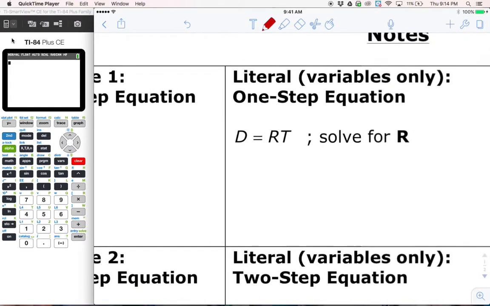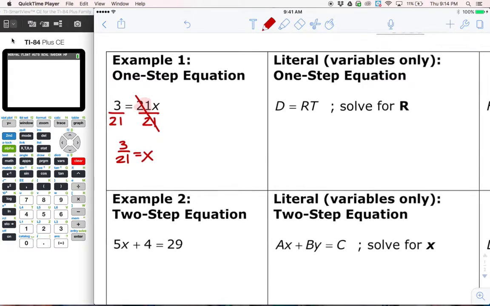Take a look at the literal equation. We have D equals RT. And remember, there's multiplication happening there because we don't see any other sign. You're going to be asked explicitly to solve for one of those variables. In this case, they want us to solve for R. Okay? That means that I want this T to go away.